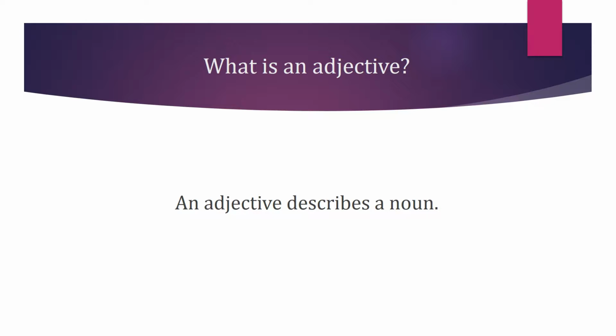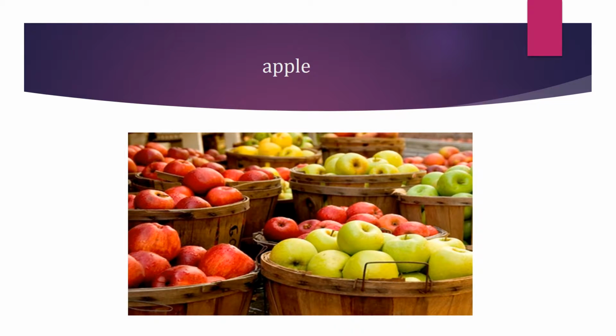What is an adjective? An adjective describes a noun. It gives the reader more information about that noun. Let's think about one of the nouns we just mentioned, apple. When you think of an apple, do you think of a red apple, a green apple, a crunchy apple, a sour apple? We can use adjectives to let the reader know exactly what apple we're thinking about. I can say shiny apple, crunchy apple, mushy apple.